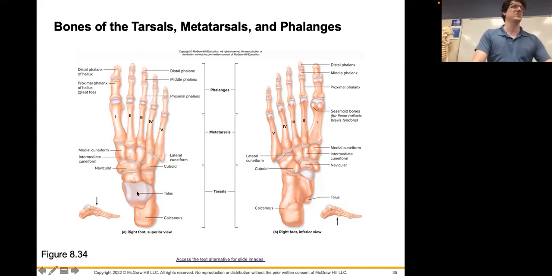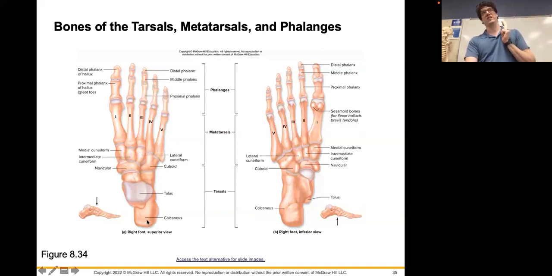The talus is going to articulate with the tibia. So T for talus articulates with T, the tibia. It's also on T, the top of the foot. Okay, so this is basically where you're going to transmit weight from your leg down to your foot and ankle.